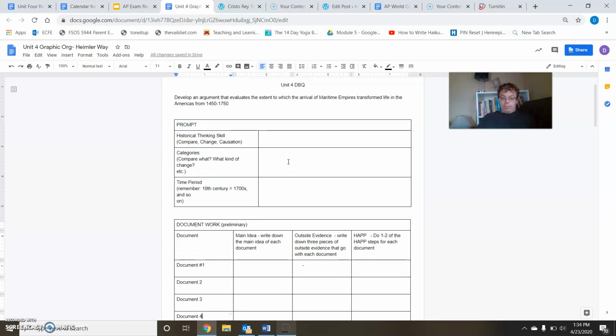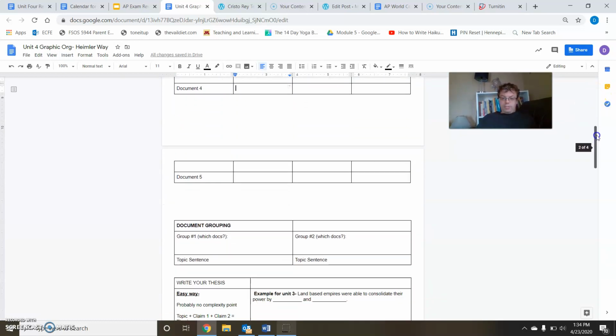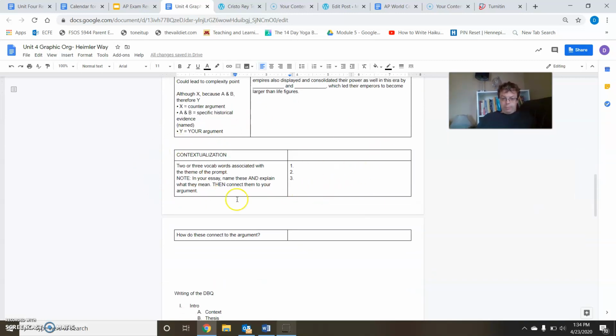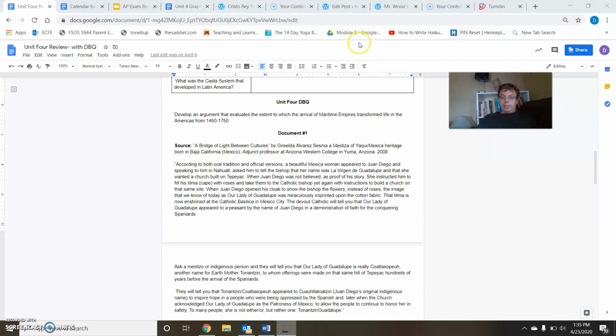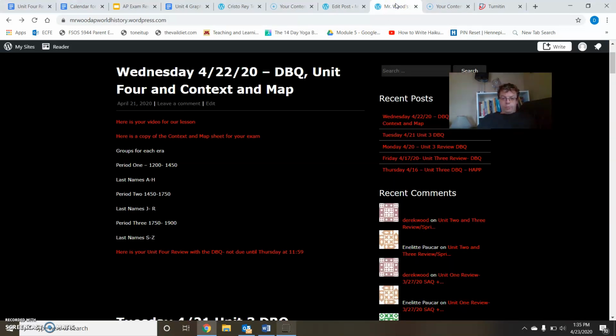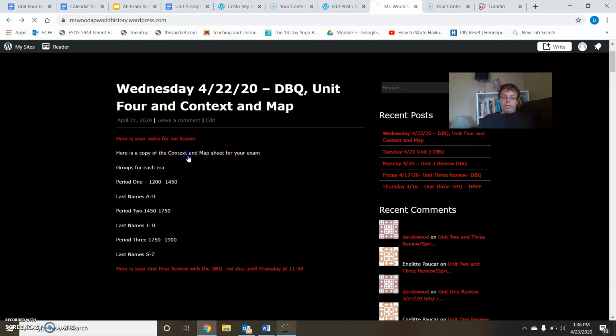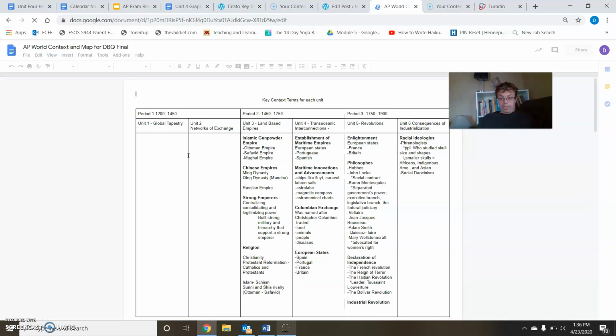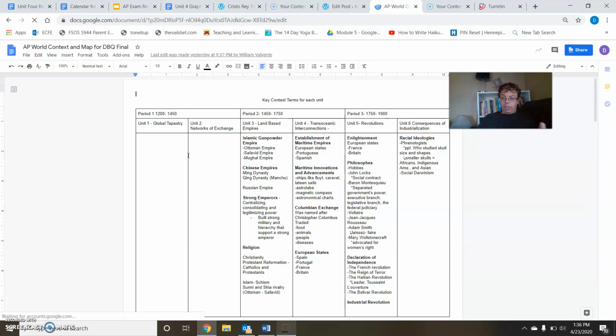And you see we have our documents right here, which we'll go over. But let's skip down past that and get to our contextualization down here. Maybe I should have put this second, but just go to contextualization. And here is where I'm going to show you what's invaluable. You're going to want to go to the website and have the context and map sheet open. I would actually have this tab open on exam day.